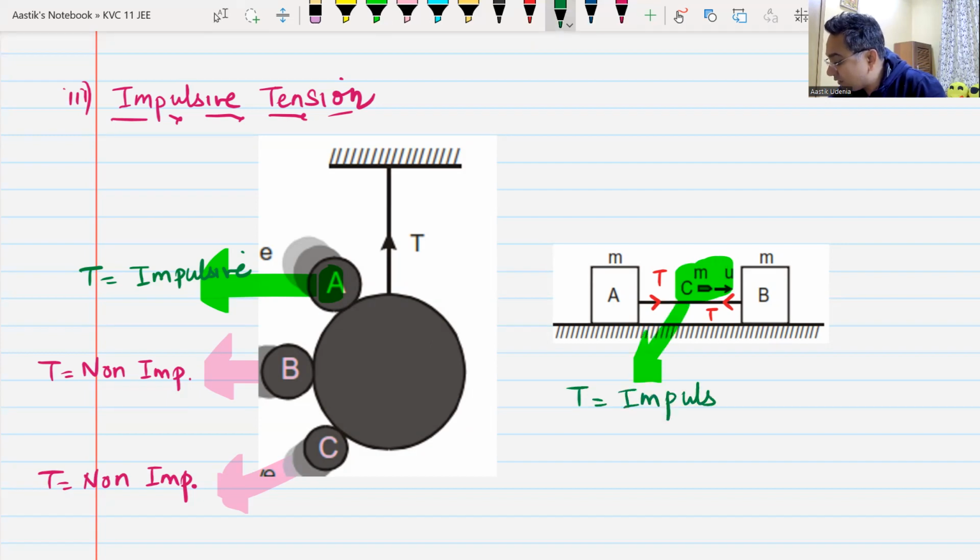Do we understand this, or has this gone above our head?